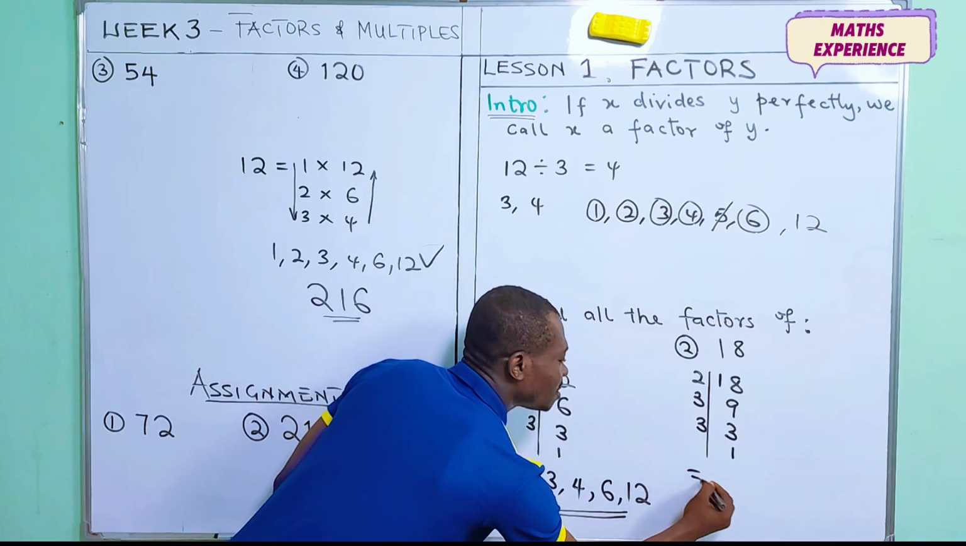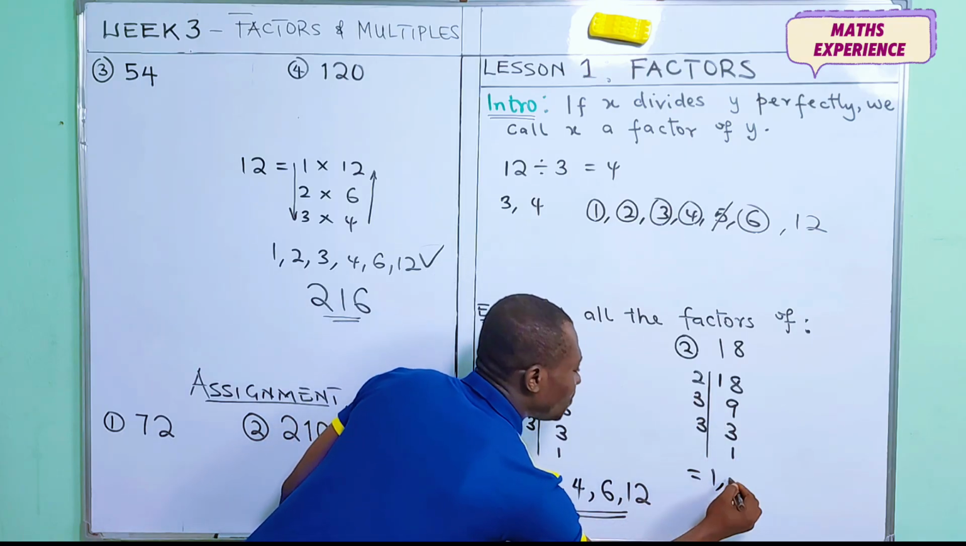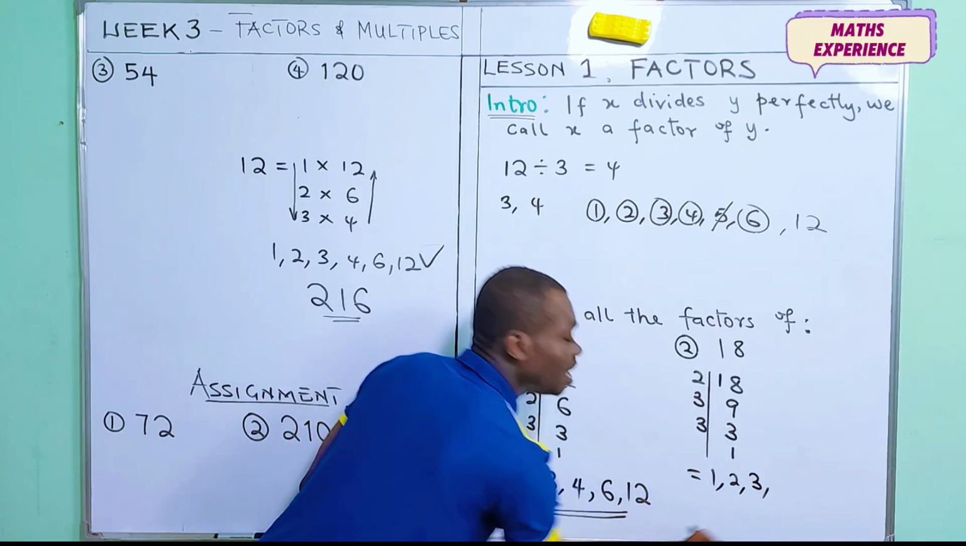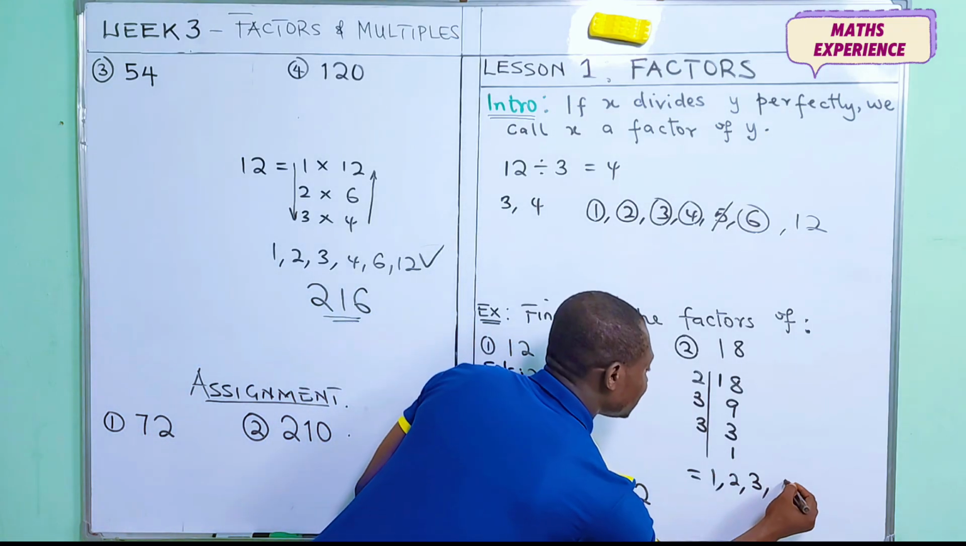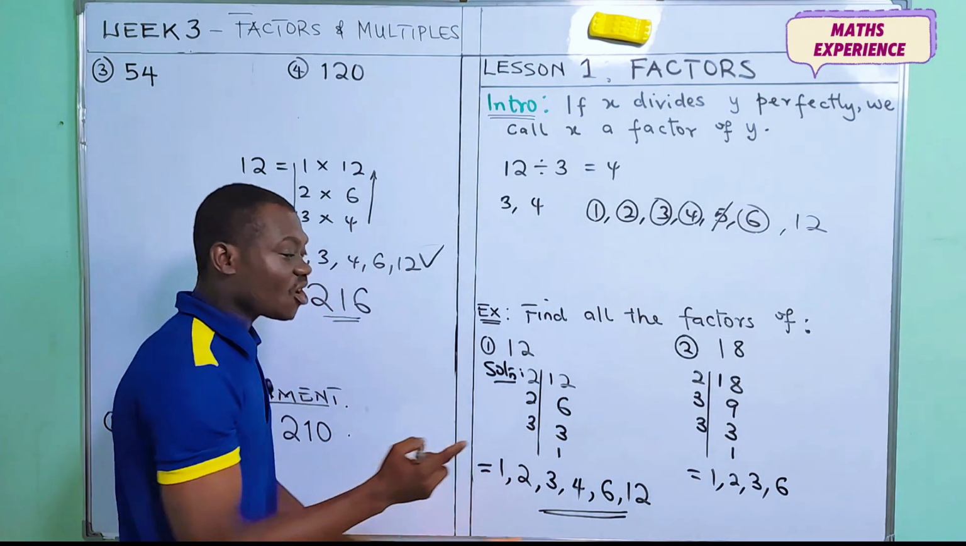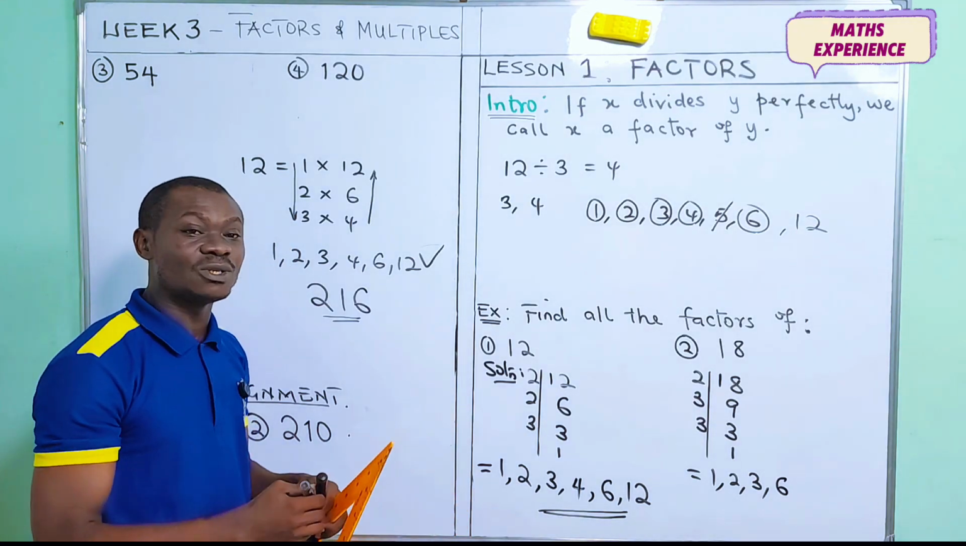You start picking out. I'll pick 1, and then I'll pick 2, and then I'll pick 3. Okay. What else can I pick? 2 times 3 is 6. Okay. And here comes the other approach I told you.